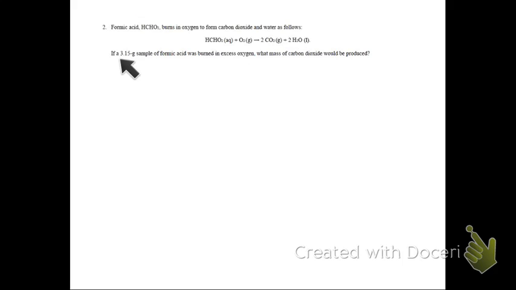So the question is then, we've got 3.15 grams of formic acid. It's burned in excess oxygen, so plenty of oxygen, not going to be a limiting reactant problem. What mass of carbon dioxide would we produce? So as always, let's consider that we are dealing with grams to moles to moles to grams. And in this case, formic acid is going to be on this side. That's our known. And we are going to carbon dioxide. That's what we're trying to find over on this side.